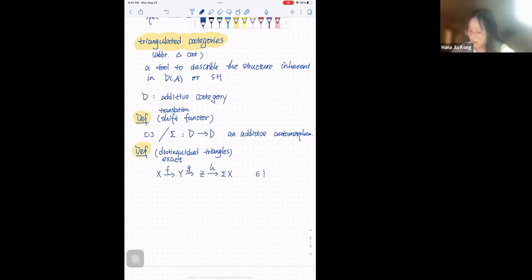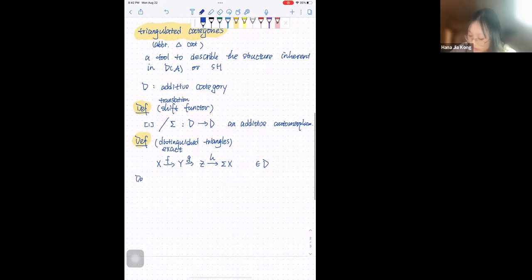And so such data is called a distinguished triangle in the category D. And now we can define what is a triangulated category.